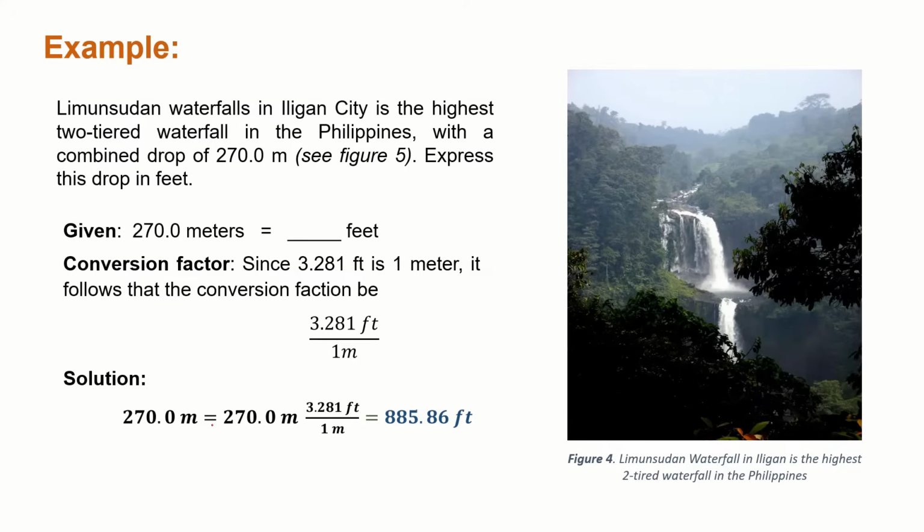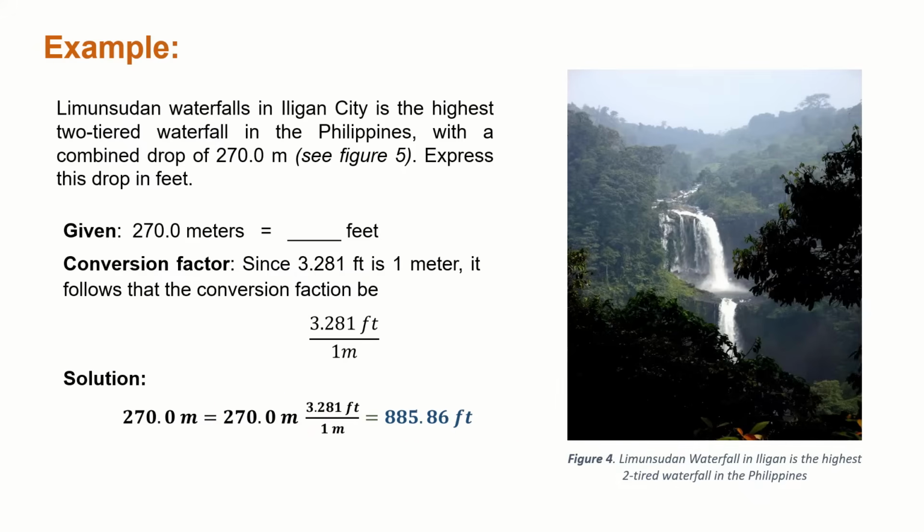So since ang given natin is meter, kailangan natin i-eliminate si meter. So ilalagay natin ngayon si 1 meter sa denominator para mag-eliminate and multiply it with our 3.281 feet. So, you'll get 885.86 feet. So, kung express naman natin siya with correct significant figures, dapat 885.9 feet. Kasi apat to. So, we need to express it with correct number of significant figures.